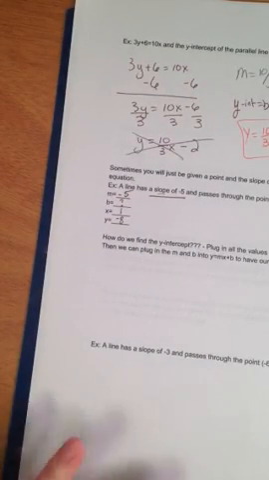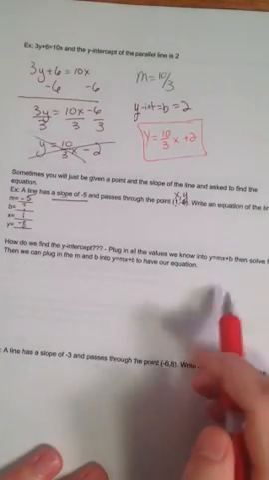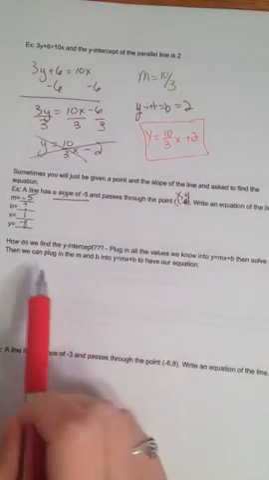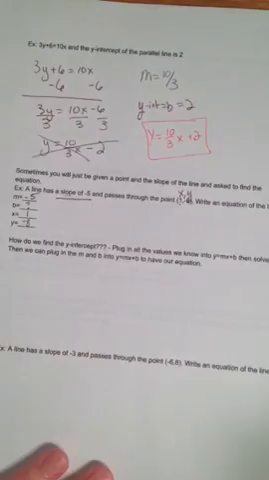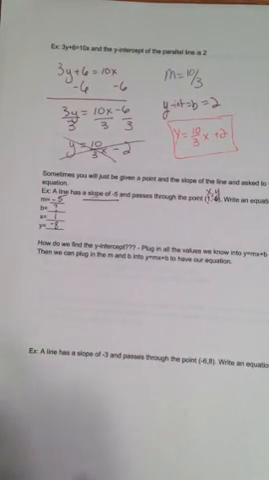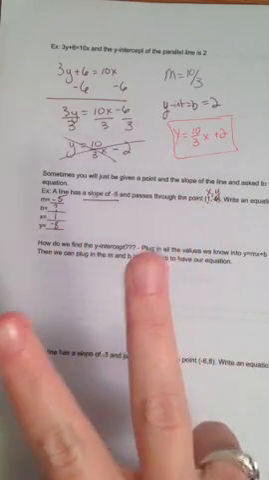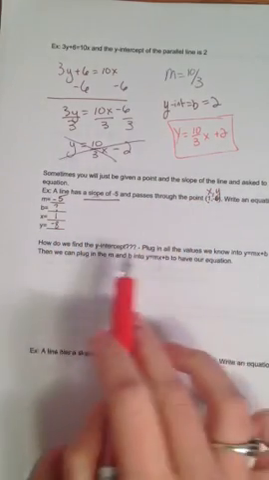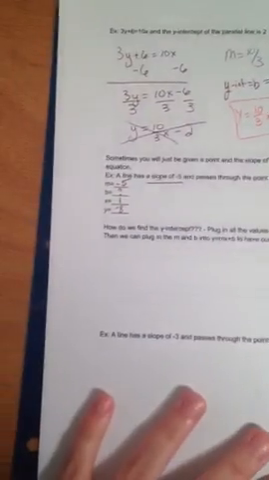So you're going to plug in all the values that we know into y equals mx plus b, then solve for b. Then we can plug in m and b into the y equals mx plus b equation to find our actual equation. Okay, so you're actually going to use y equals mx plus b twice. Okay, so if you need to read these instructions again, this will be here.